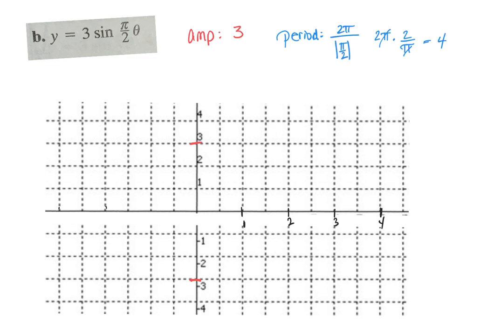My starting point is going to be 0. Now my ending point, because my period is 4, is going to be 4, right? You just take your starting point and add your period. My ending point is going to be here. What is my halfway point then? 2. It's right there. What's my first quarter? 1. And I'm going up to what point at 1? 3. What's my third quarter? And I go down to? -3. Your graph should have looked something like this.